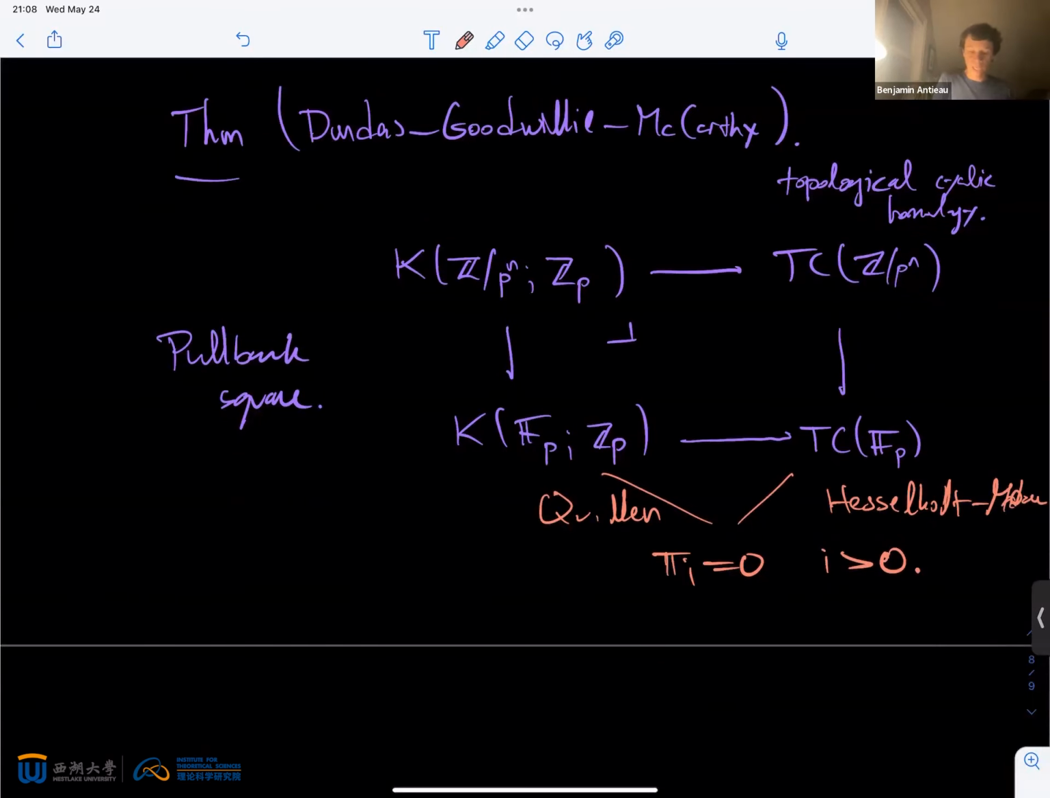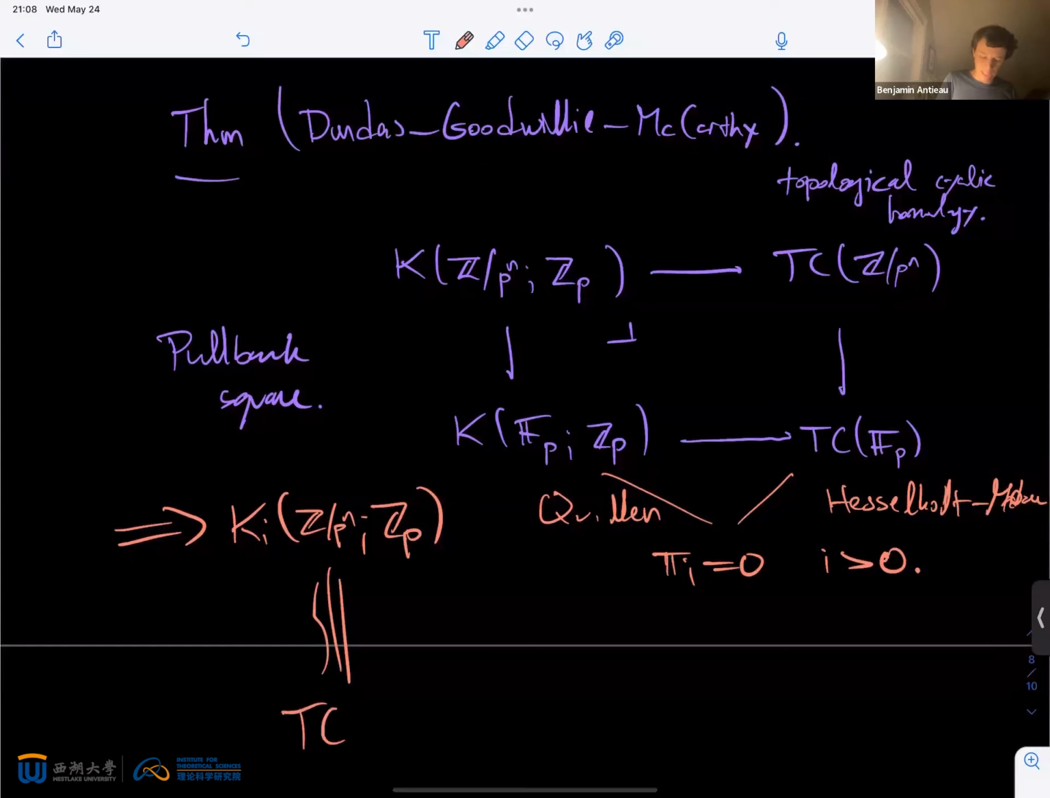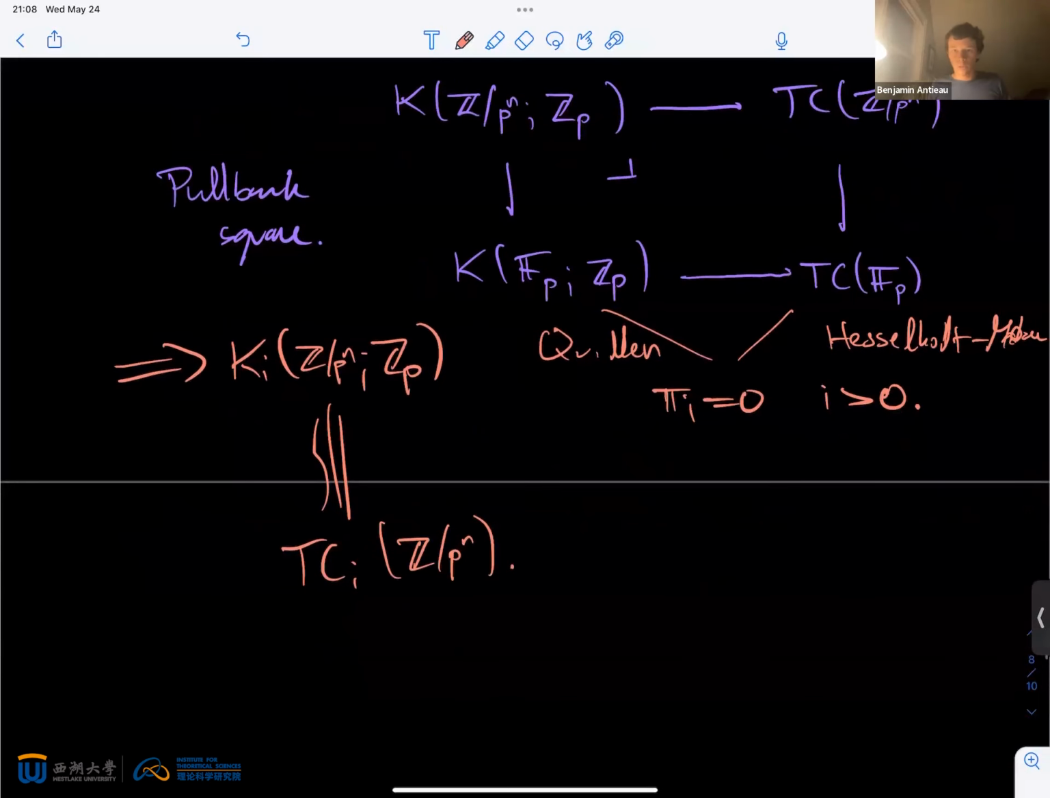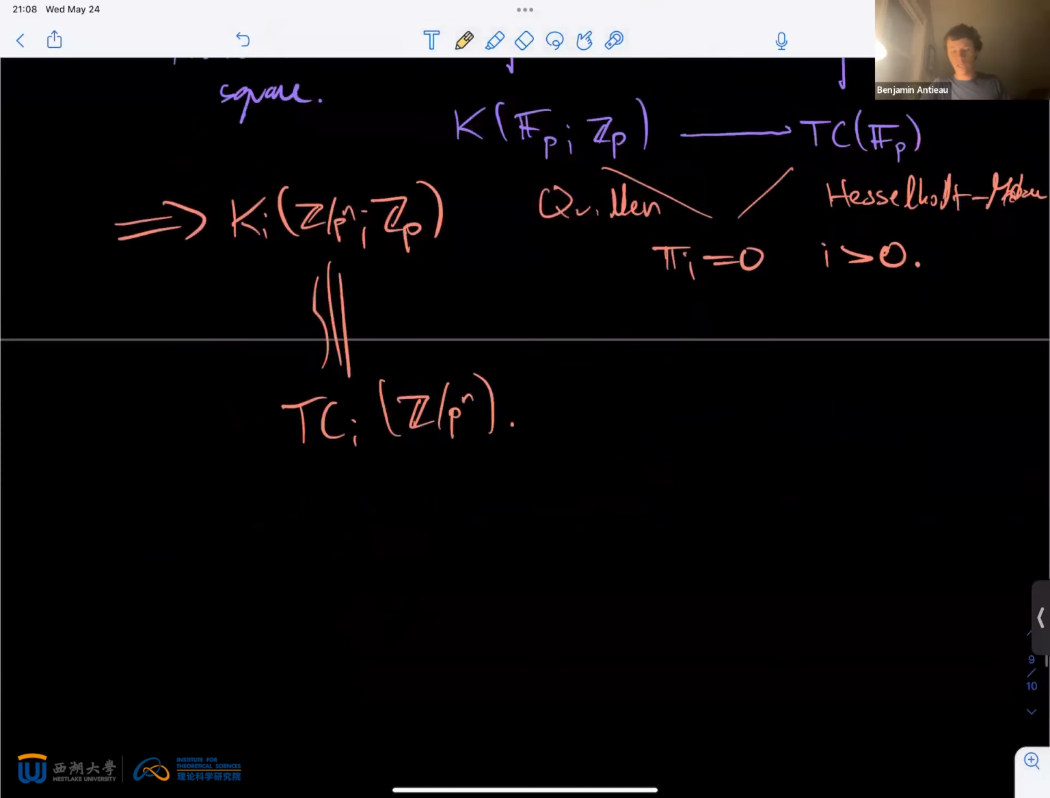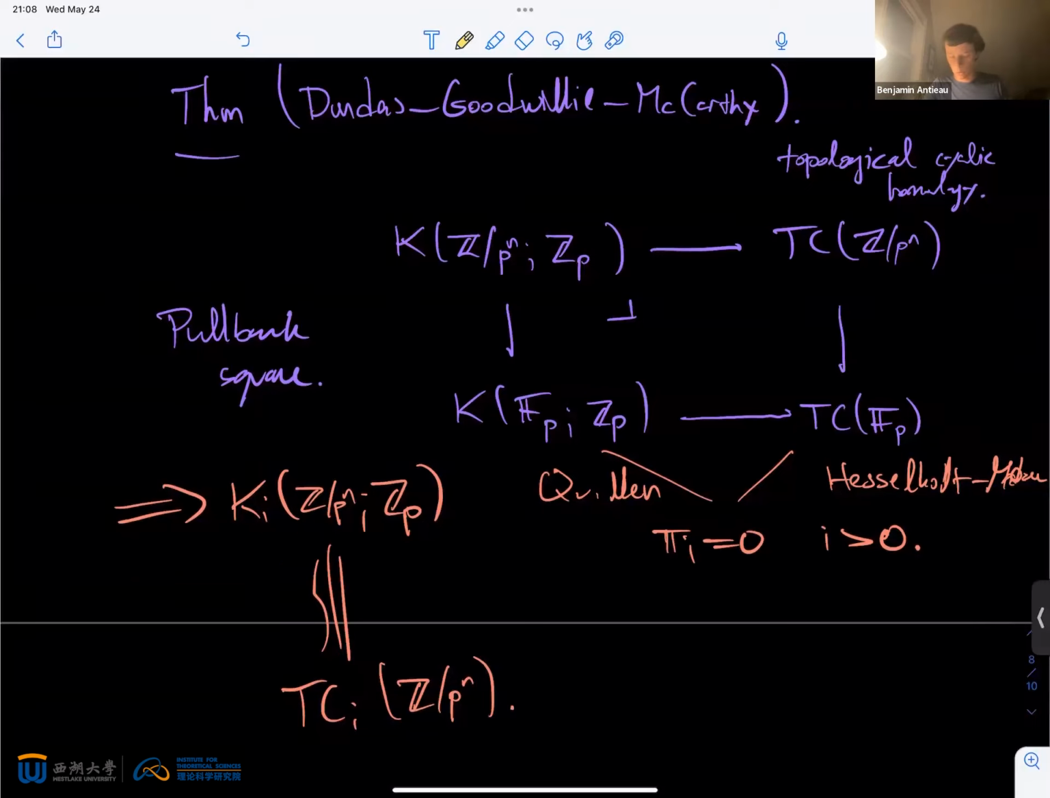Sorry. And so that implies, what does that imply? That implies that K_i of Z/p^n, if I throw out all of the prime-to-p information, is isomorphic to TC_i of Z/p^n. Okay. So you might think that doesn't help you a lot because, what is TC? I haven't told you. There's no suggestion yet that it's any simpler. But let me give a little bit of taste of what TC can do for you. Okay, any questions before I realize I might be going faster and faster here?